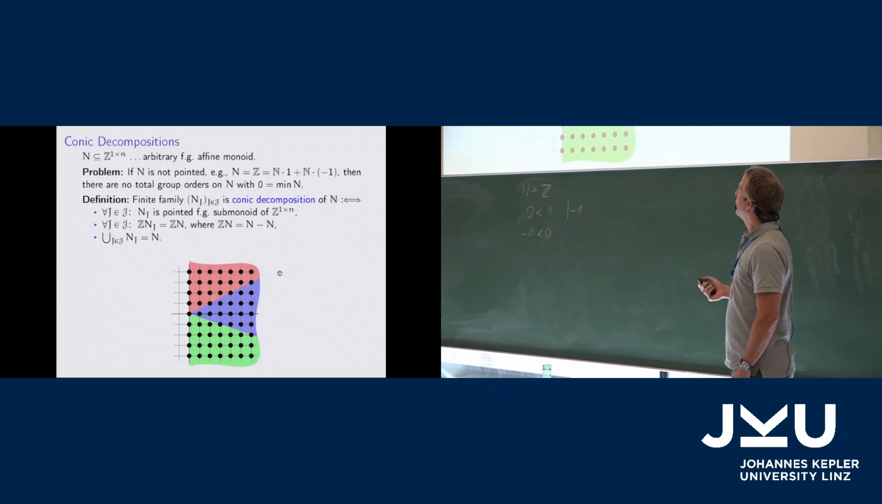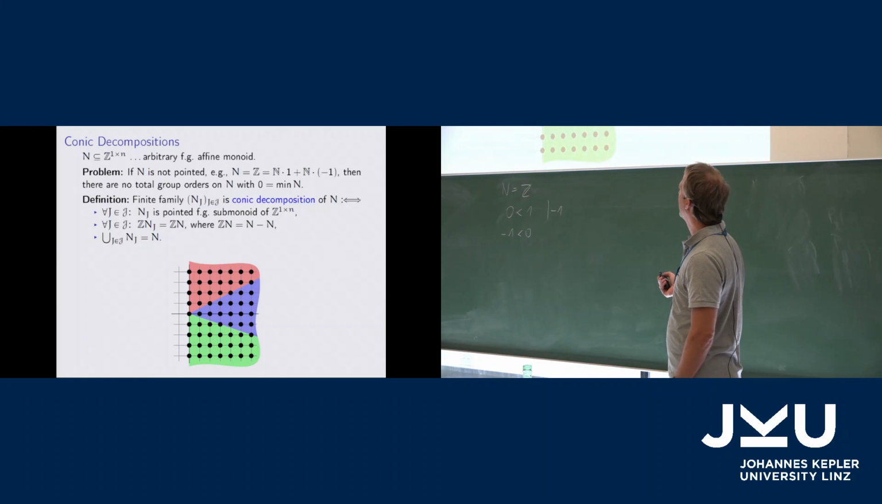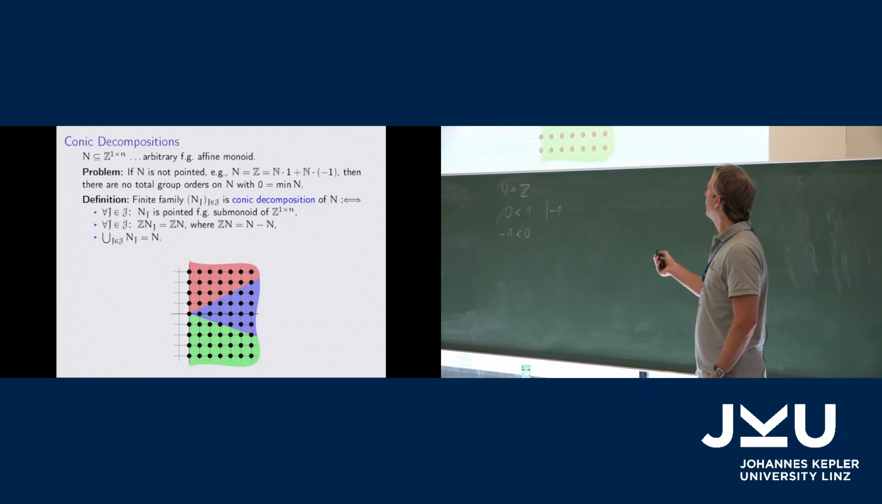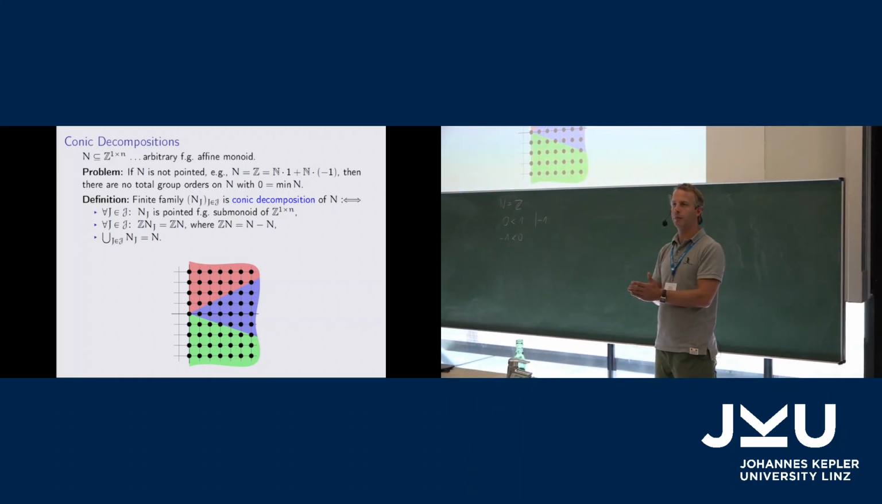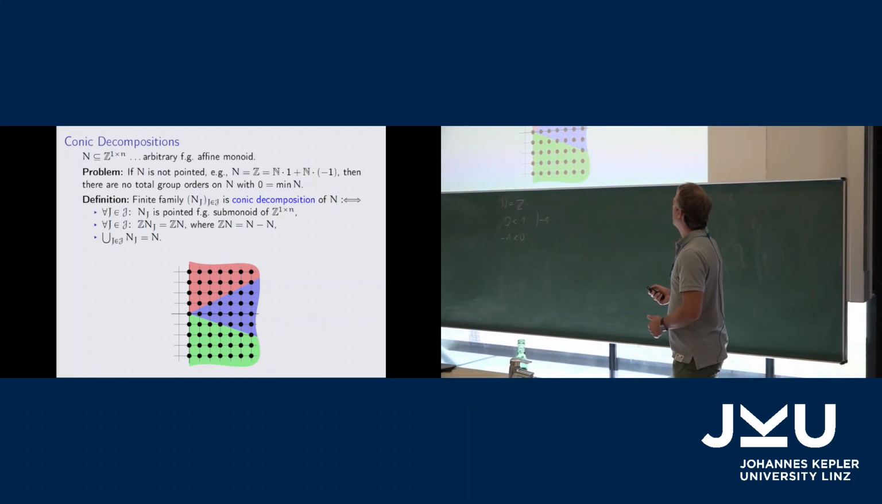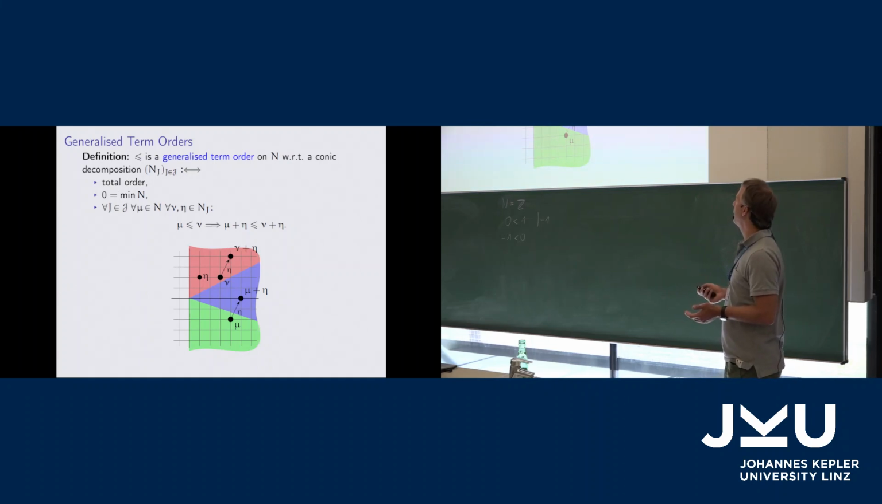So we have to weaken the conditions of a term order, and for this we need a so-called conic decomposition. We have a non-pointed monoid and decompose it into several pointed ones of the same dimension, and then a generalized term order should be a total order where 0 is minimal. This is what you really need, such that the Buchberger algorithm terminates. But it only has to agree with the addition in a limited sense.